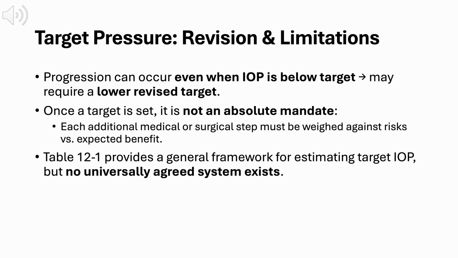Every additional intervention, whether medical, laser, or surgical, must be weighed carefully against its risks and expected benefit. Overtreatment carries its own consequences, especially when the potential visual gain is small. Table 12-1 in this chapter provides a general framework for estimating target intraocular pressure, but there's no universally accepted system. Ultimately, clinical judgment remains central, and this is where the physician's experience and the patient's unique context truly shape care.